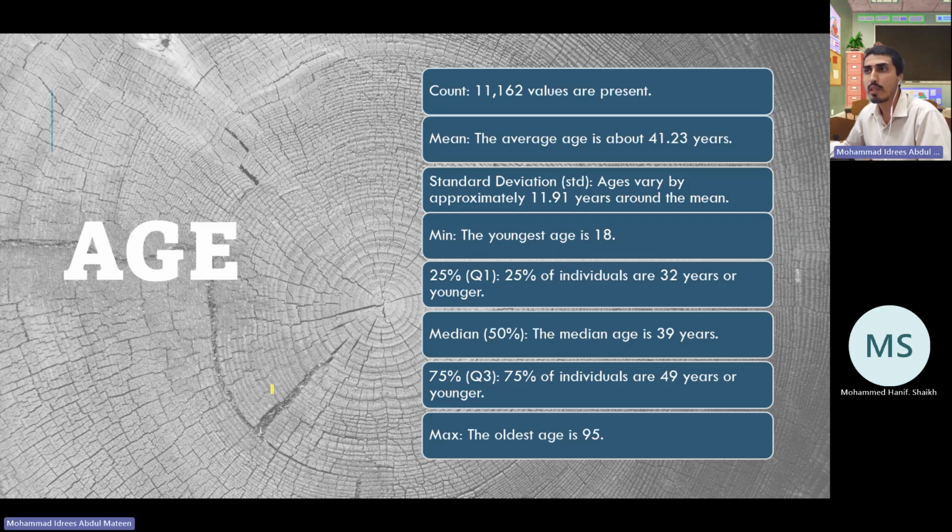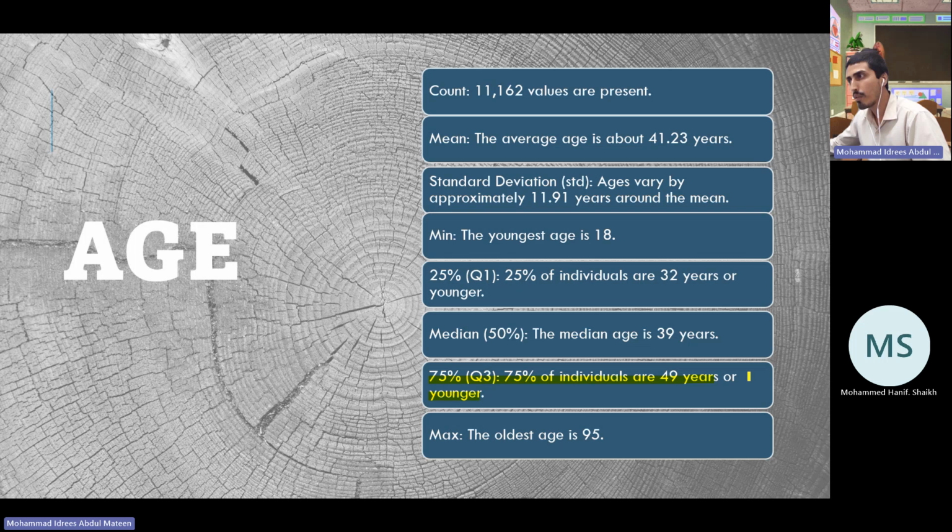If we see age, then we can see that the descriptive analysis has given us a lot more information, which is the mean, standard deviation, minimum, quartile 25%, median, which is 50%, and 75%, which is the Q3 for us. And in one of the attributes, the maximum age is 95, while the minimum is 18. And in the quartile, we can see that 75% of individuals are 49 or younger.